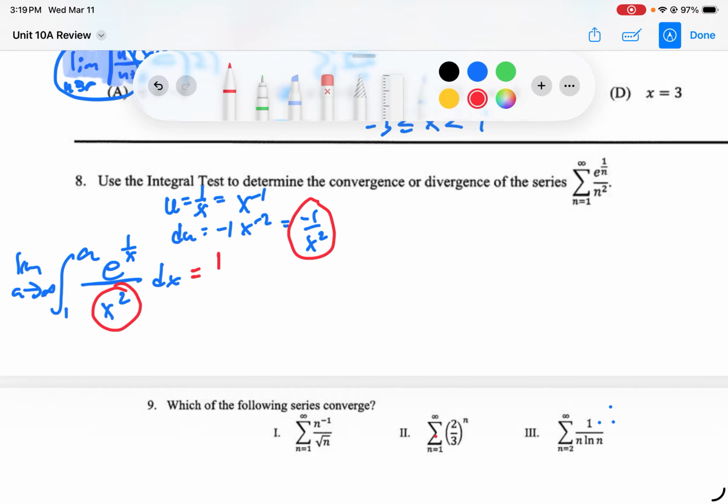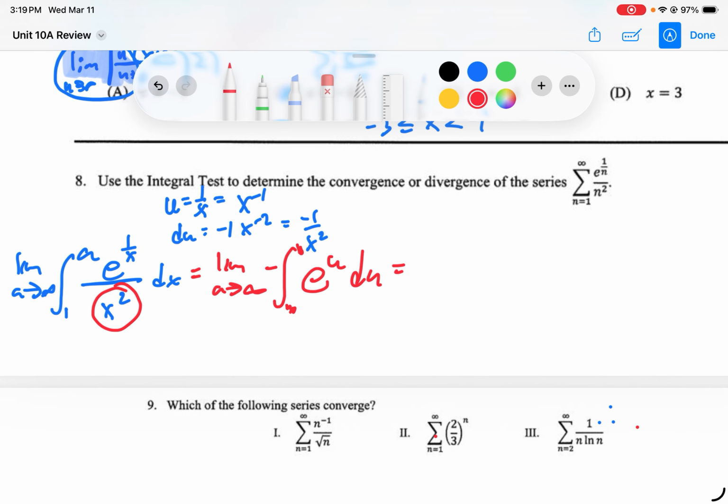I said the limit as a approaches infinity of a negative integral from 1 to a. Now I shouldn't do the 1 and the a. I should just keep these. This is going to be in terms of u for a second. This is going to be e to the u, and I'm going to change my limits of integration back in a second, du. So it's just the negative of that.